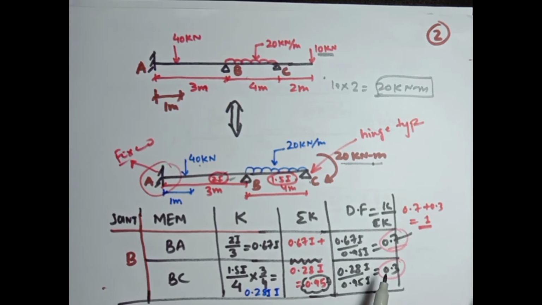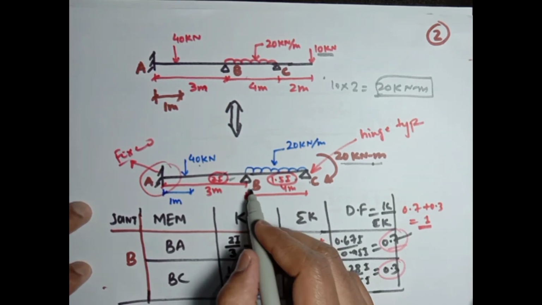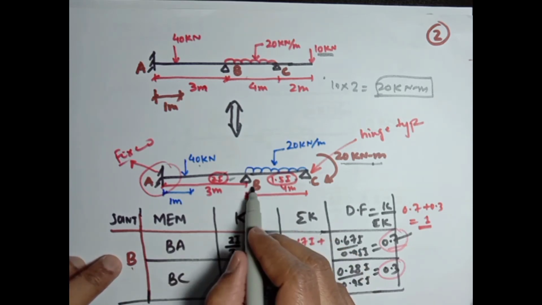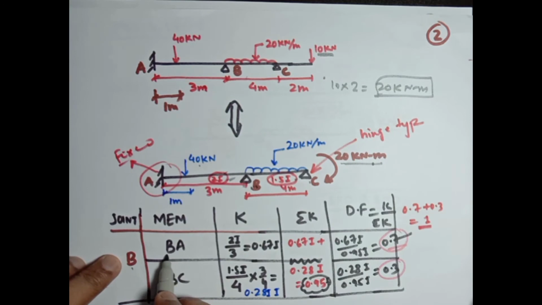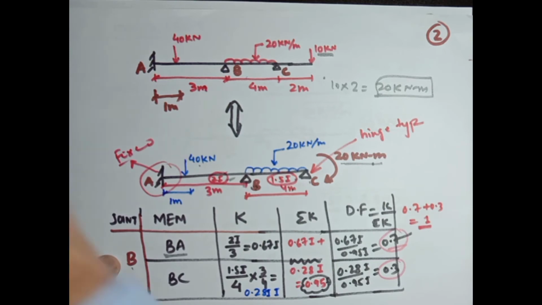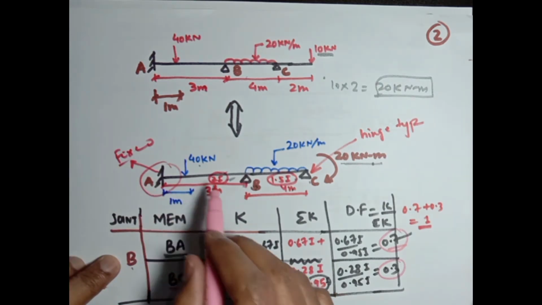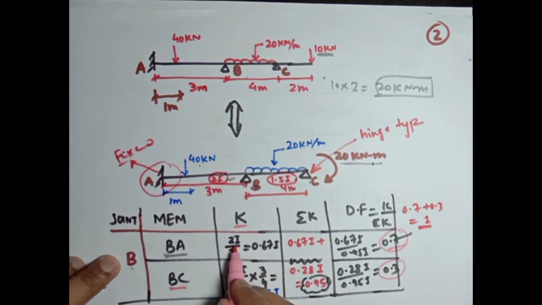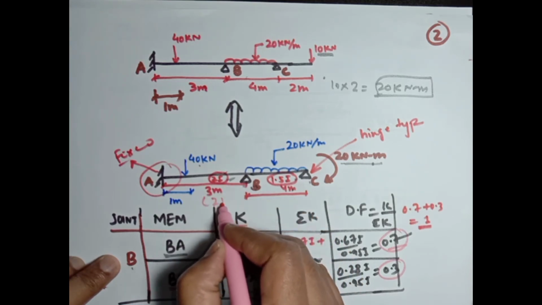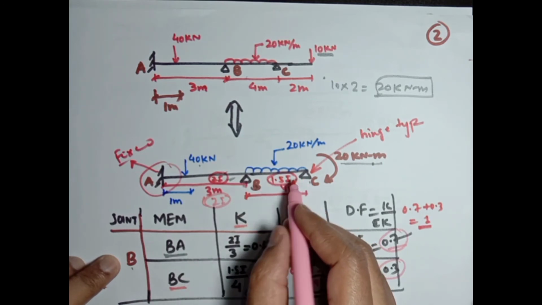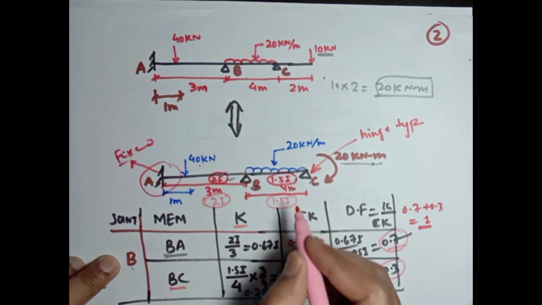Now as per the distribution factors, there is a joint B through which moment will be distributed according to its distribution factors. So left of this joint B will be designated as BA, and right of this joint B will be designated as BC here, and the relative stiffness will be calculated. For BA, 2I is the moment of inertia for AB, and for span BC it has a moment of inertia 1.5I.